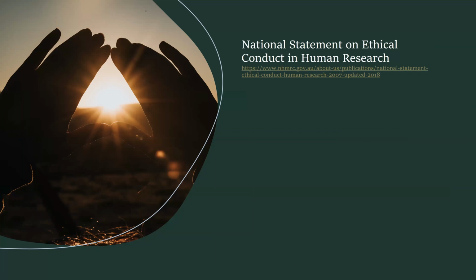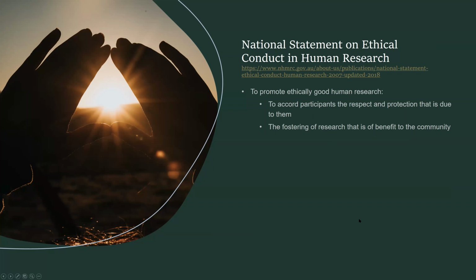So just to take you to the National Statement, maybe you'd like to open this up while I'm speaking. The National Statement has a number of aims that I think are important for us to remember. The first is overarchingly to promote ethically good human research, which relates to according participants the respect and protection that is due to them, as well as fostering research that is of benefit to the community. Sometimes I think we forget that this National Statement, although it comes out of the Medical Research Council, was developed in association with the Australian Research Council and Universities Australia. So it does take a holistic view of research.